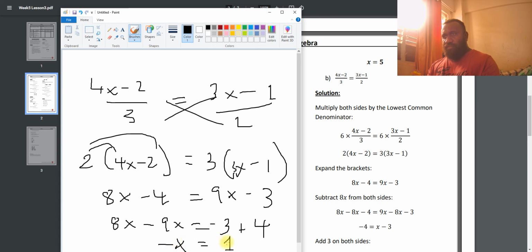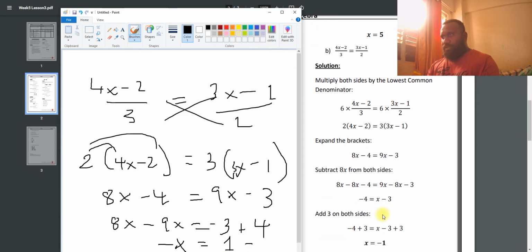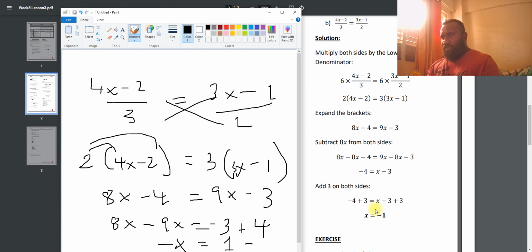Now taking the negative to this side, x becomes a negative 1. So x is negative 1. That is what we have here as our answer.